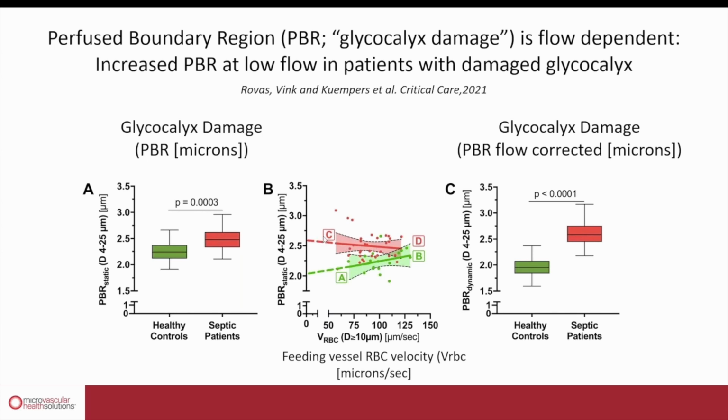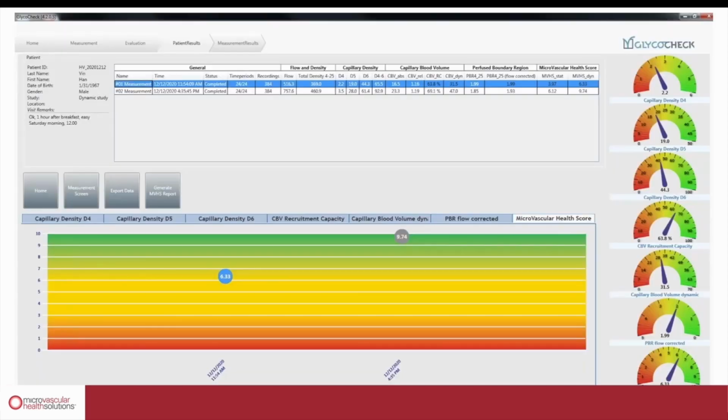So if we take the flow dependency into account and extrapolate to the low flow regions, then we were able to make the differences in glycocalyx damage between healthy controls and patients much more significant and much more sensitive to identify damage, by taking the flow control and the flow dependency of glycocalyx into account. So if we combine the capillary density count, the recruitment capacity, the flow dependency of capillary density with the flow dependent estimate of glycocalyx damage, we can now define the so-called Microvascular Health Score.